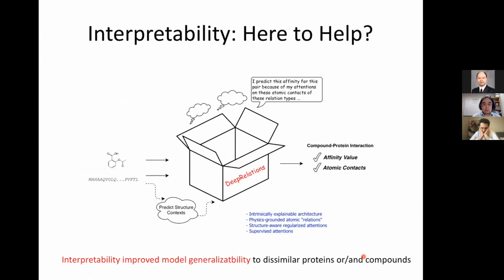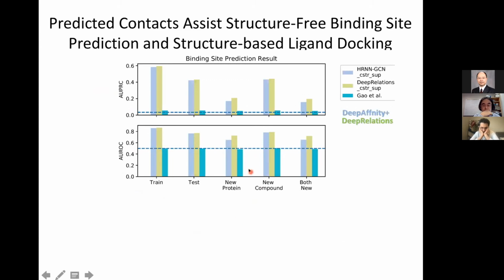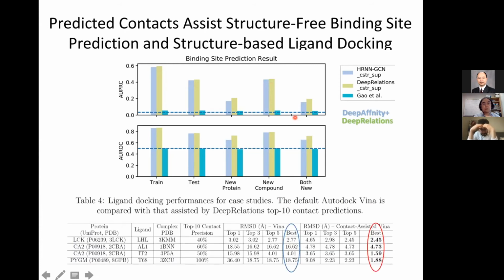Okay, so now we have this model that is explainable. We ask, how does this help you? We showed in other results that explainability can actually improve the modeling generalizability to new proteins and new compounds. In the meantime, we show that in various applications, for instance predicting binding site, again, this blue DeepRelations, DeepAffinity Plus, and the green DeepRelations work better than the baseline methods in binding site prediction. And using the binding site prediction, you can actually guide the protein-ligand docking to have much better, or lower, root mean square deviation.